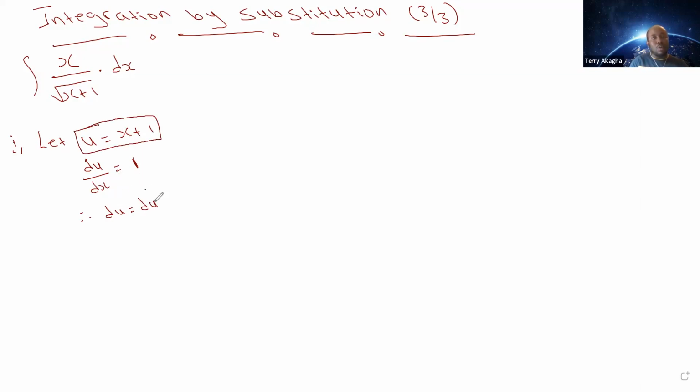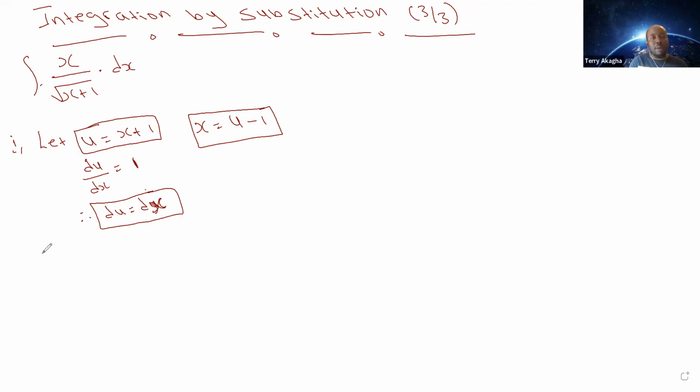So I have du equal to dx. I have another one here. From here, I can also say x is equal to u minus 1. Remember I told you the aim of substitution is to remove all the x with a new variable you are introducing. In this case, it is not a definite integral, so it's an indefinite integration, so I will skip step 2.